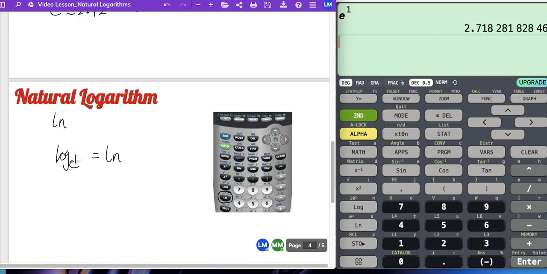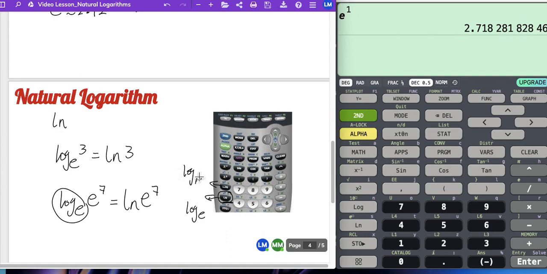For example, log e to the third, so that we can rewrite it as ln 3. Or we can say log e to the 7th power. Again, you can just change this whole part as ln e to the 7th. So from now on, if you see the calculator ln, that means this is log e, just like when you see the log here, meaning log 10. So we use e as a base, and this logarithm we call natural logarithm.